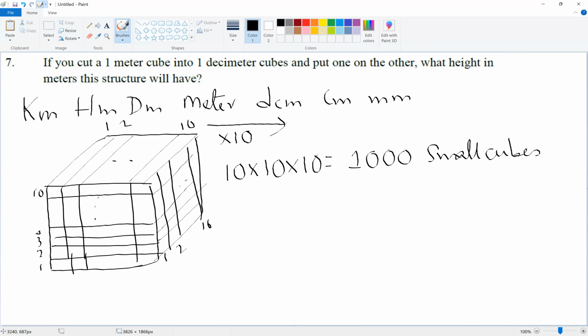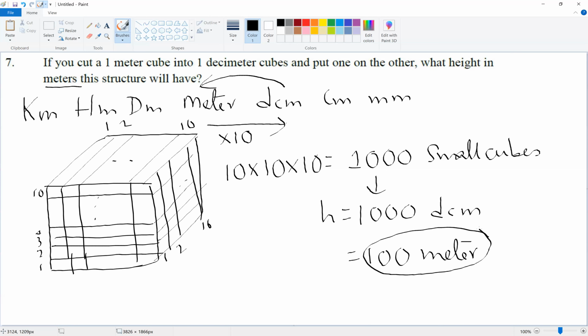Isn't it asking for the height though? Yeah, I'm not done yet. Do you understand this, Nina? Yeah, I do. So now we have 1,000 small cubes, and each cube is what height? 1 decimeter, right? So that means the height would be 1,000 decimeters, but it's asking for how many meters. So when you go from decimeter to meter, you just divide by 10. So that would be 100 meters.